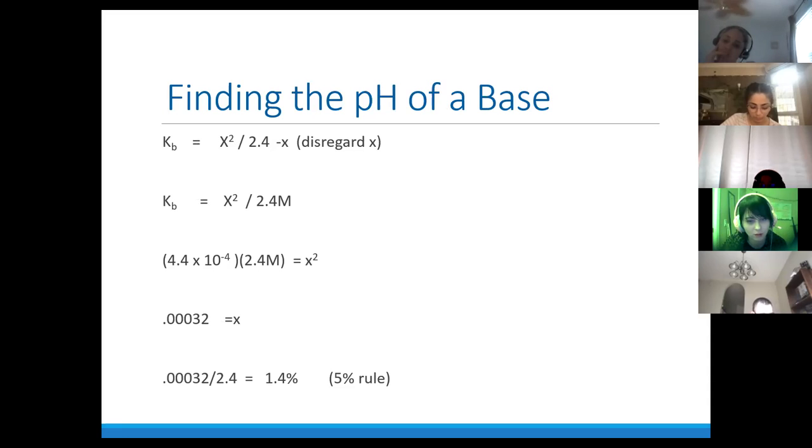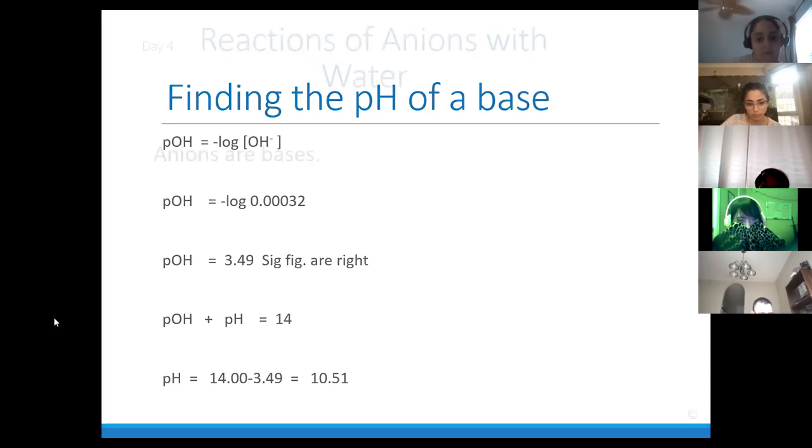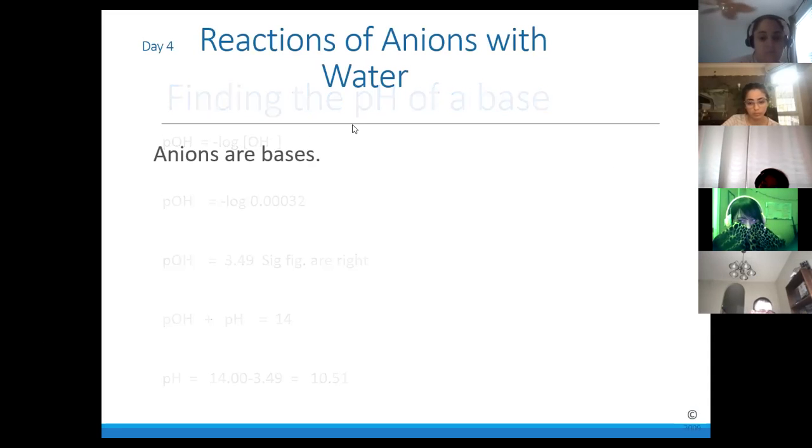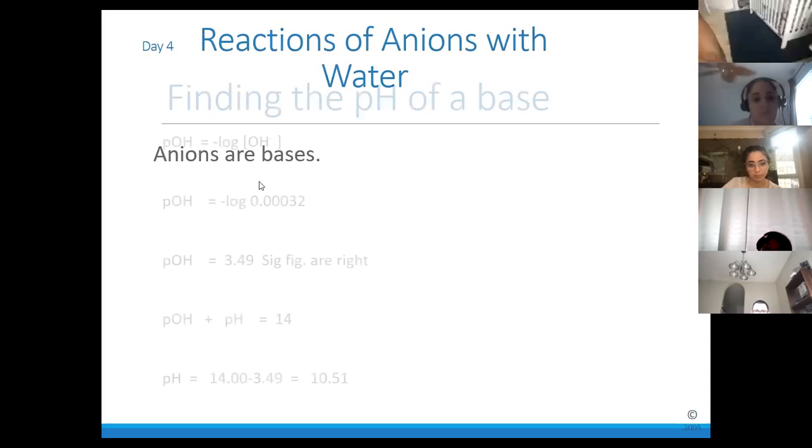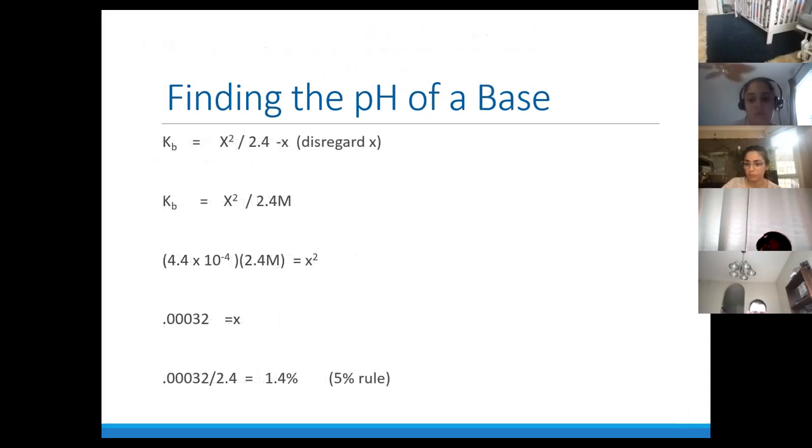Okay, so I get 2.4 times my Kb, that's equal to X squared. The concentration of my X is 0.00032. I check it against the 5% and I am balanced. From doing my 5% rule, I'm taking my 0.00032, dividing it by the number I subtracted it from. It's 1.4, less than 5. I'm good to go. Are you all with me now?